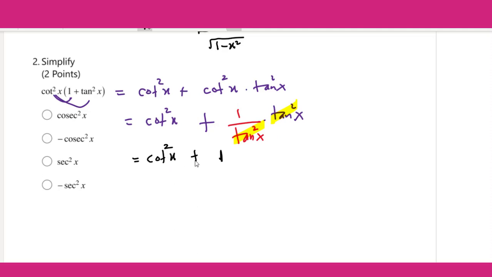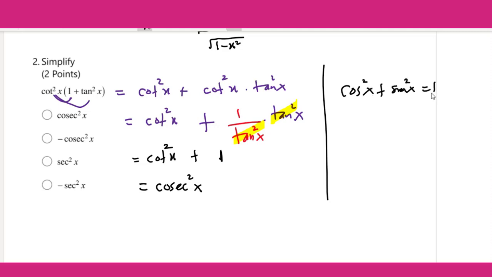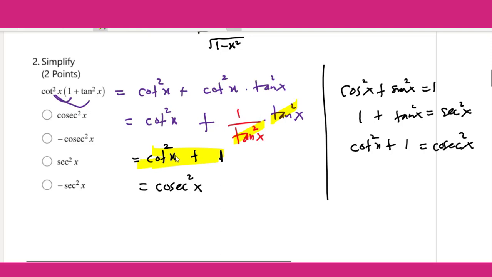Cot x squared plus 1 is equal to cosecant x squared using the identity. So remember the identity: cos x squared plus sine x squared is equal to 1. 1 plus tangent x squared is equal to secant x squared, and cot x squared plus 1 is equal to cosecant x squared. So the answer is this one.